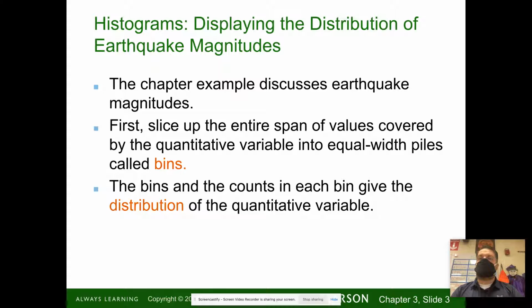So a distribution in histograms is a way that we can look at the data graphically and not get too overwhelmed, especially if it's a large set of data. This example discusses earthquake magnitudes, and it says first slice up the entire span of values covered by the quantitative variable into equal width piles called bins, and the bins and the counts in each bin give the distribution of the quantitative variable.